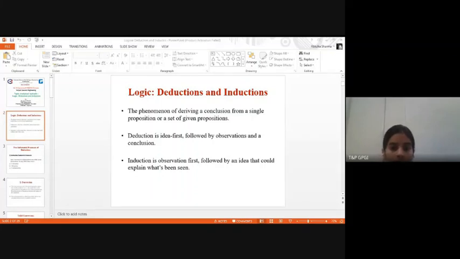So in deduction, first of all, there is an idea. That means first there will be some statements given to you, on the basis of which you have to understand what will be the conclusion, or what observations can be derived from that statement, and accordingly you'll have to take the correct answer. Then what do you mean by induction? In induction, observation will come first, and then the idea of explaining it. So this is just theory. When we come towards the question part, you will understand this topic in a better manner.